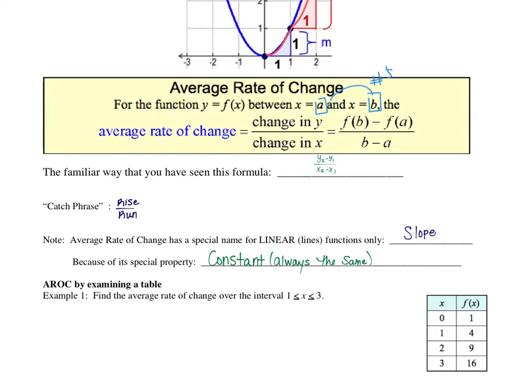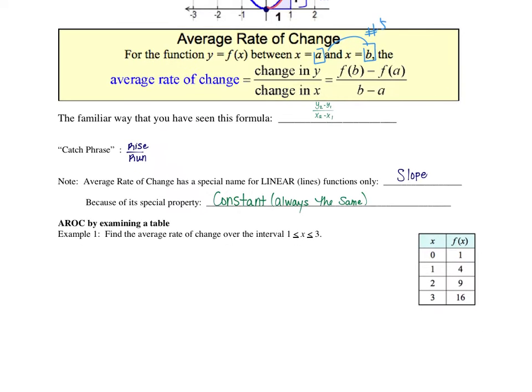Note, average rate of change is a special name for linear functions only, and that is slope. The reason why we call it slope is because it's a special property. It's always going to be constant. So whenever you have a linear function, your slope is always going to be your average rate of change, regardless of what you're looking at, from 1 to 2, 1 to 3, 1 to 4, and so forth. It's constant. It's always going to be the same.